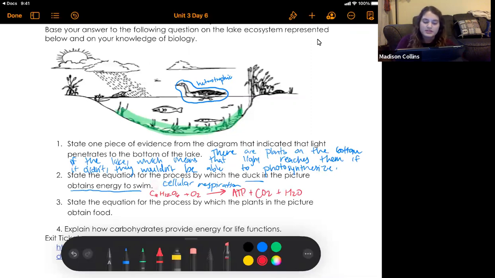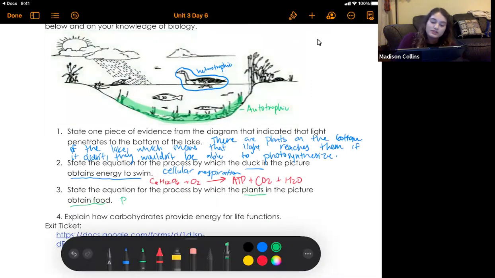Right, number 3, state the equation for the process by which the plants in the picture obtain food. So these plants are autotrophic, which means they produce their own food. The process by which they make their own food is photosynthesis. So this equation is going to be basically the opposite of cellular respiration. Those plants take in CO2, they take in water, and they take in the sunlight, and they use those reactants to produce glucose and oxygen.